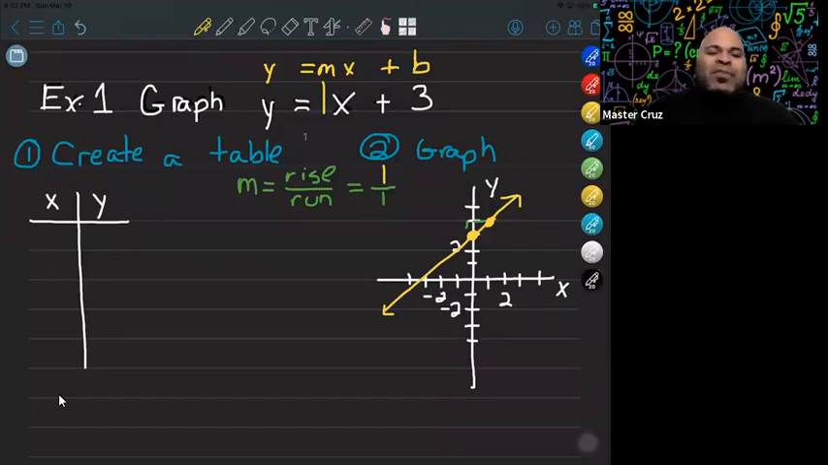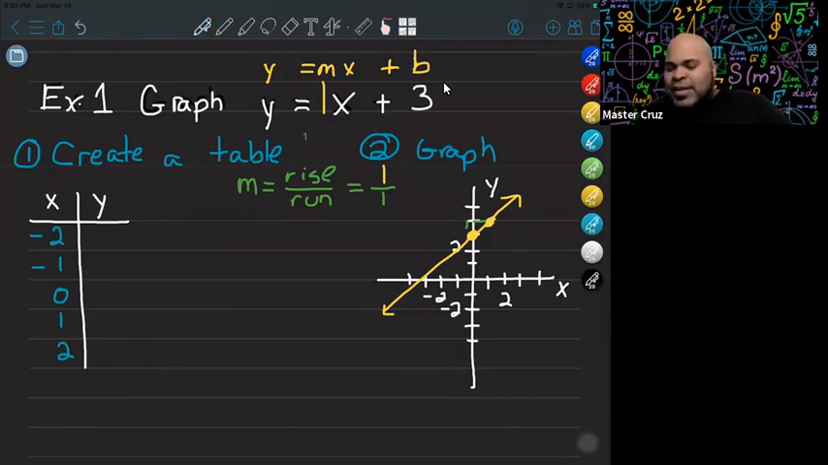Because they didn't give me any values of x, and x is my input, I'm always going to choose those values if they don't give them to me, right? The values that I'm going to choose are going to be the easiest numbers in the world: -2, -1, 0, 1, and 2. Every single time that I choose numbers for a table, for the most part, these are going to be the easiest numbers. So what I need to do is plug these x values into this equation.